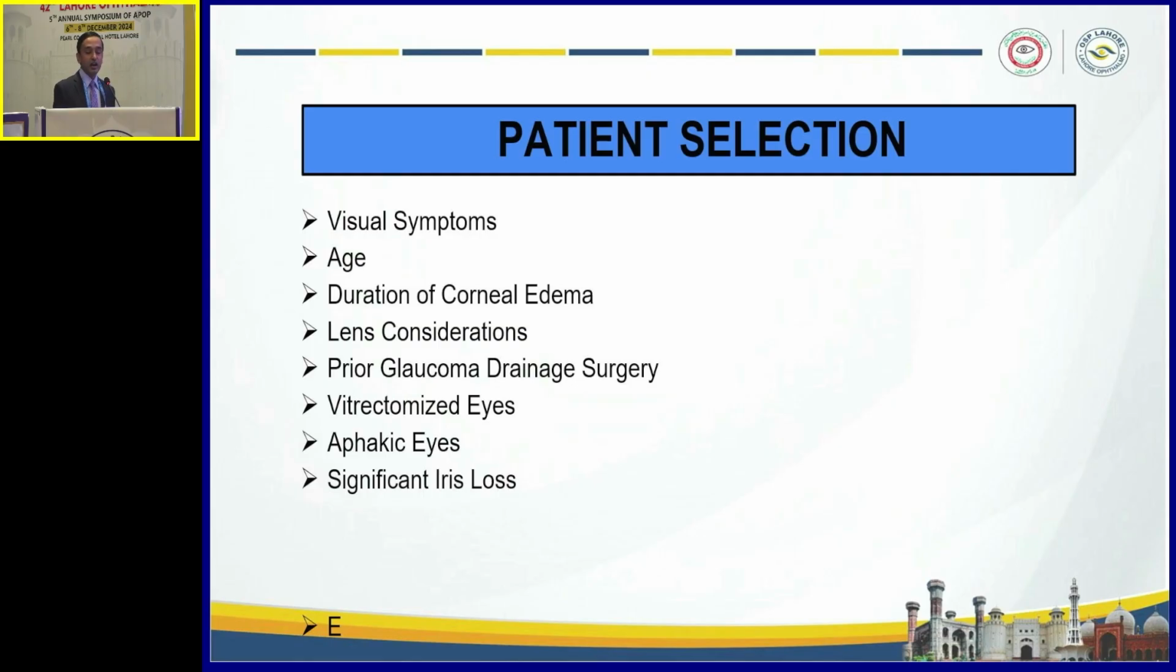In complex eyes like post-glaucoma drainage surgery, vitrectomized eyes, aphakic eyes, and eyes with significant iris loss, DSAEK may be a preferable option due to greater surgical ease in these cases as compared to DMEK.